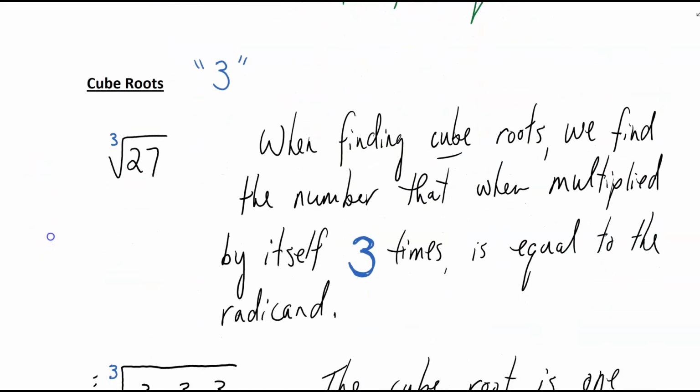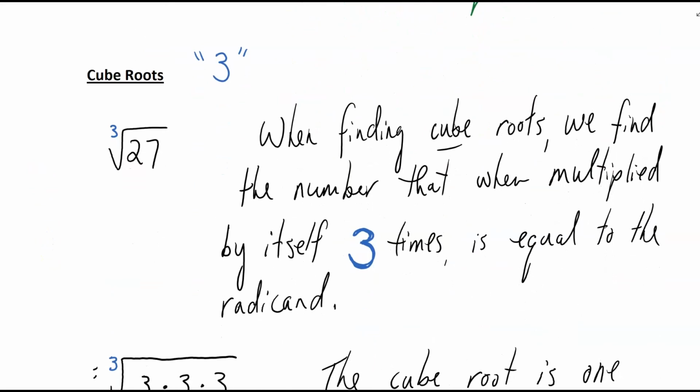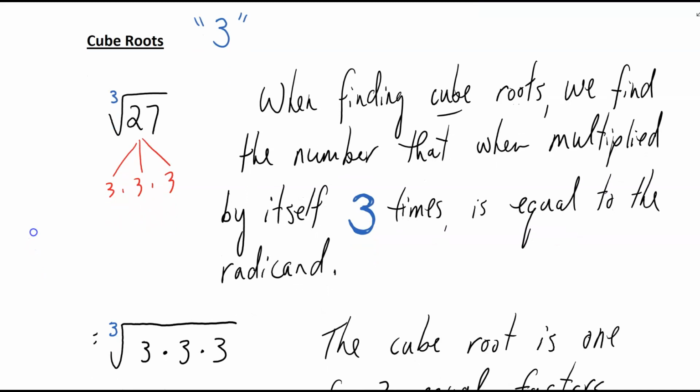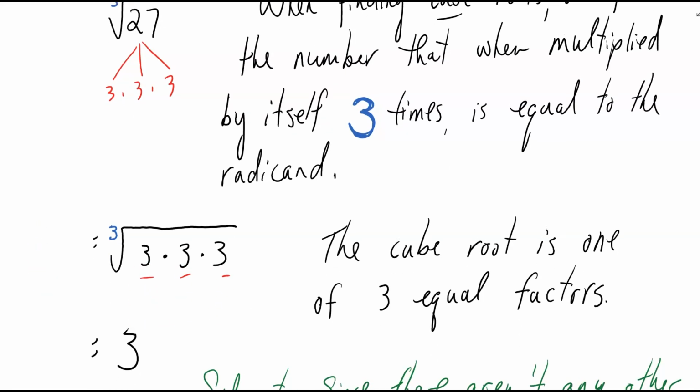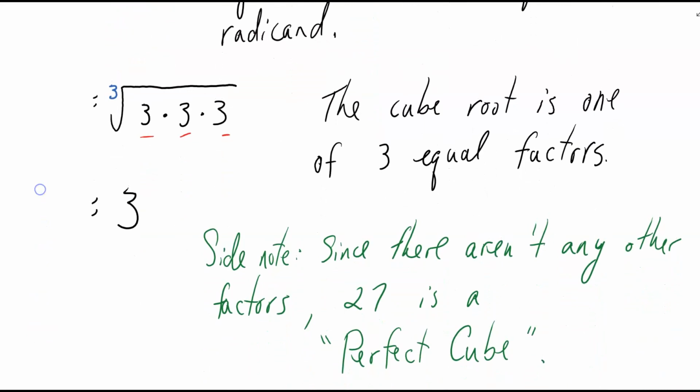For cube roots, 3 is the key. When finding cube roots, we find the number that when multiplied by itself 3 times is equal to the radicand. So for the cube root of 27, we need to factor 27 into 3 equal factors, which is 3 times 3 times 3. The 3 equal factors, the cube root is one of those 3 equal factors, which is 3. Another side note, since there aren't any other factors, 27 is called a perfect cube.